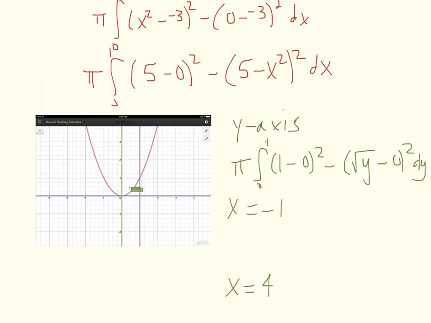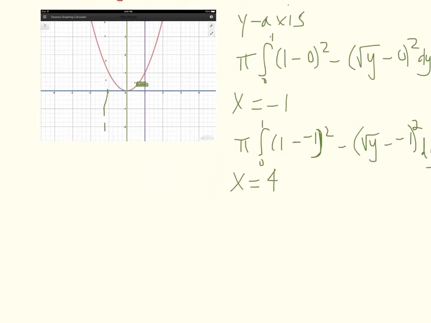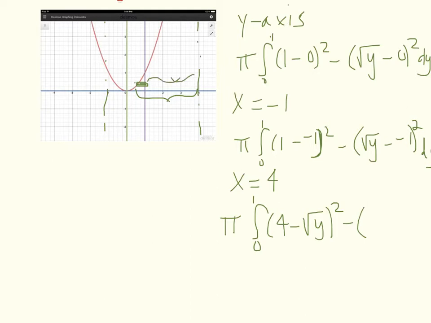Okay, the next one, around x equals -1, it's over here. Same pattern. That's 1 minus -1 squared, minus square root of y minus -1 squared. And finally, around x equals 4. This time, the farthest distance is to the square root of y function. So it's going to be 4 minus square root of y squared, minus the hole, 4 minus 1 squared. Right minus left, outer minus inner.